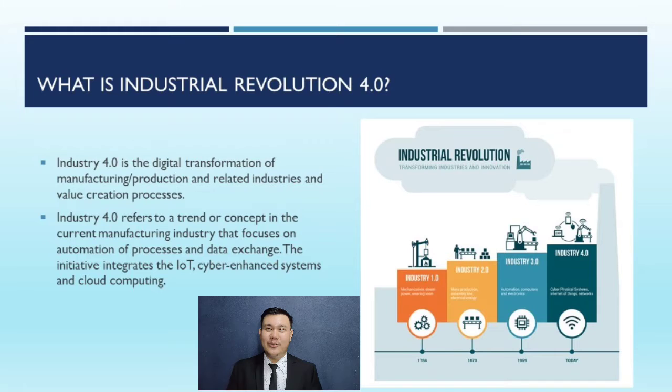Okay, what is Industrial Revolution 4.0? As you can see, Industry 4.0 is the digital transformation of manufacturing or production and related industry and value creation process. If you go back to 1784, IR 1.0 is about mechanization, steam power, and weaving loom. Moving to 1870 is about mass production, assembly line, and electrical energy used for IR 2.0. In IR 3.0 at 1969, it started with automation, computer and electronic. Now in the era of IR 4.0 it is about cyber physical system, Internet of Things and network.